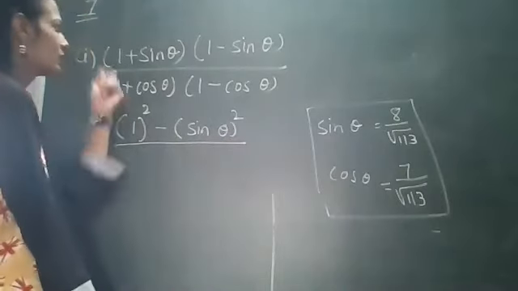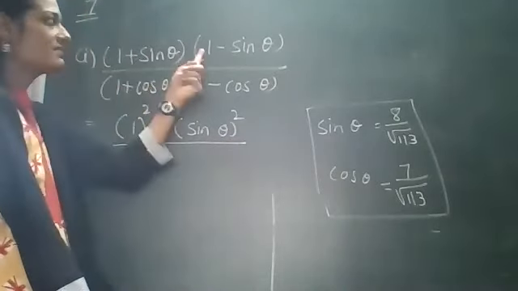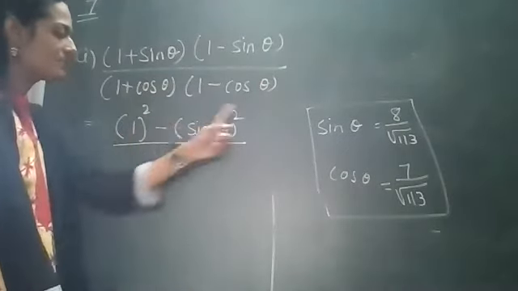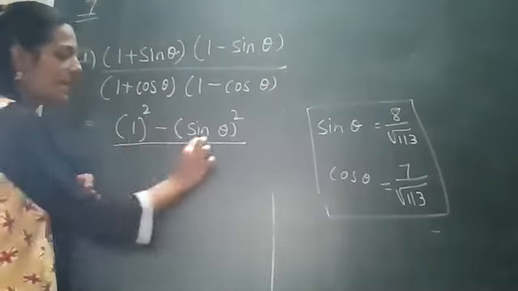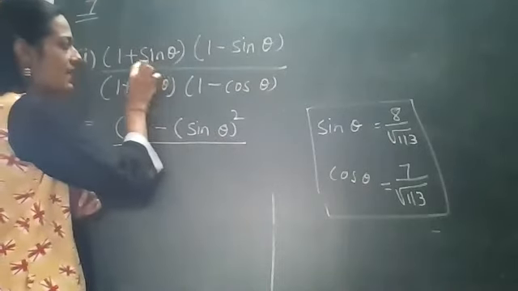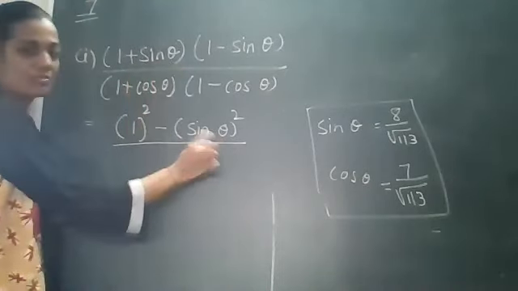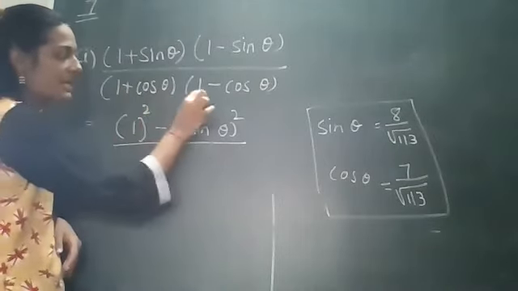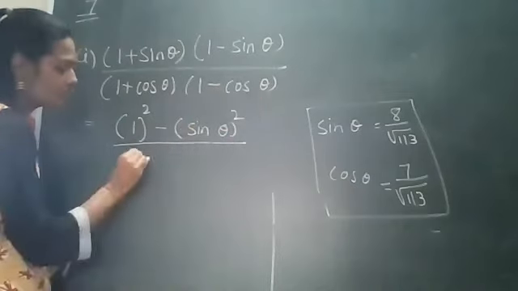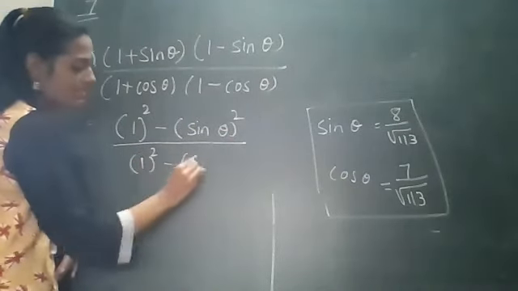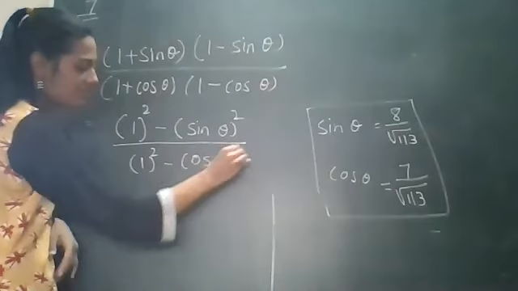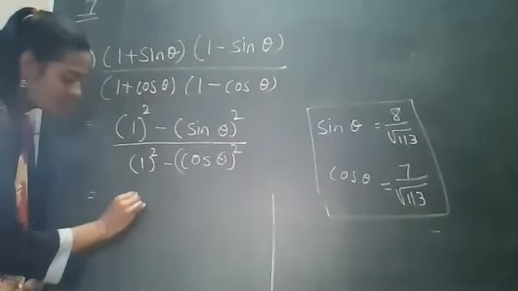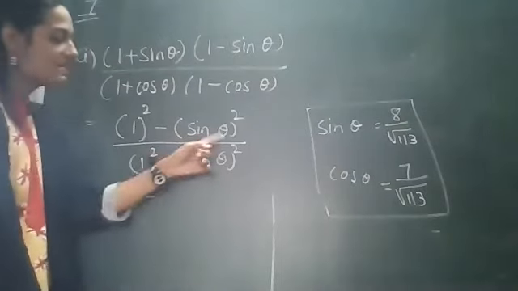Yes ma'am. So a plus b is given, and a minus b is given, so we get it in the form of a square minus b square. Here a is 1 and b is sin theta. Similarly, downside, 1 plus cos theta and 1 minus cos theta is given, so we can write 1 square minus cos theta square. So we have 1 minus sin theta square.